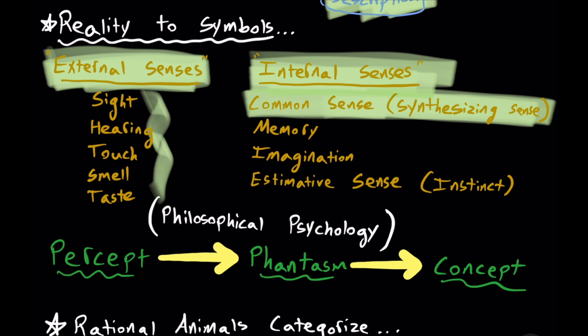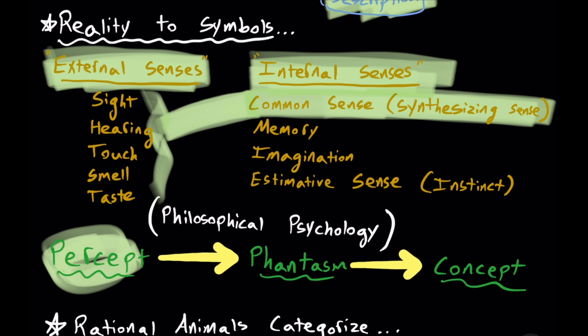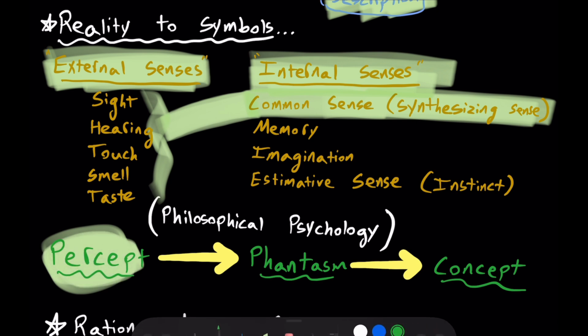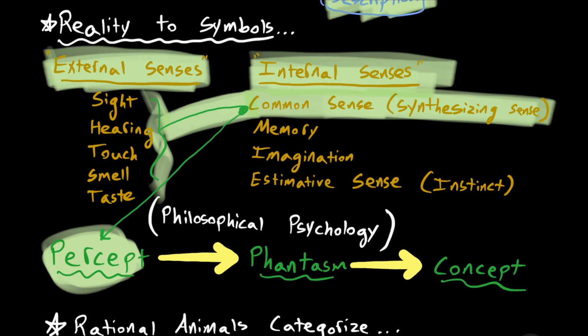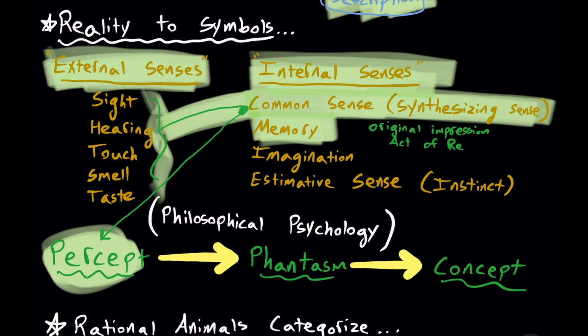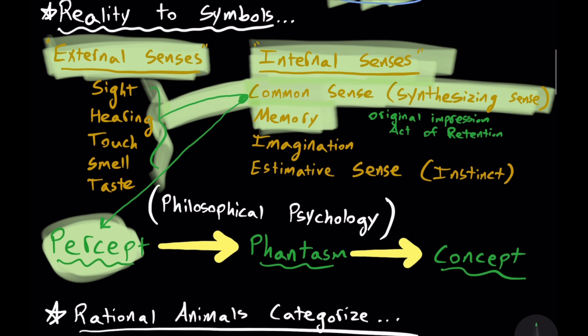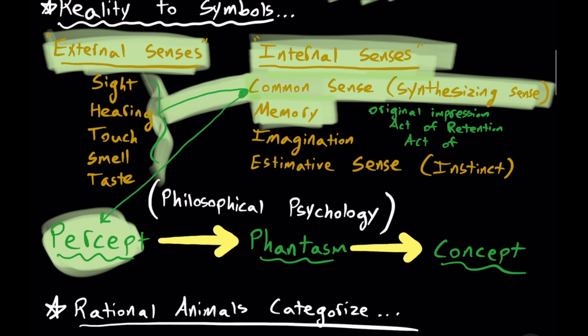So the external senses, so to speak, come together with the help of the common sense, which is a synthesizing sense. This unified, coherent picture is called the percept. So we get from the common sense the percept. And the external senses are used by the common sense. Sense memory, of course, is something even non-rational animals have. There's the original impression, the act of retention, and the act of restoration.